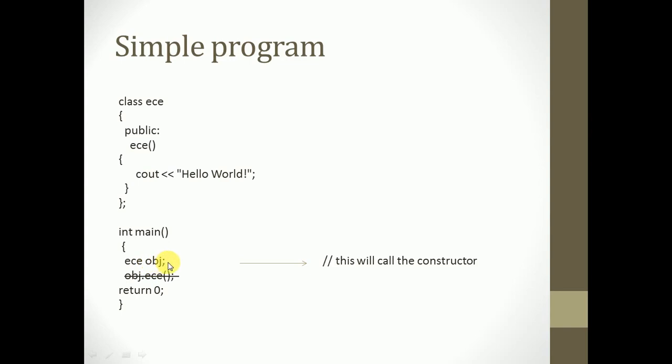Do I have a constructor in this program? Yes. I have ECE as my class name. Here I have a function which is the same as ECE. It doesn't have a return type either, so it acts as a constructor. Once this object is created, this constructor is called automatically. So what will be my output? Hello world will be my output.